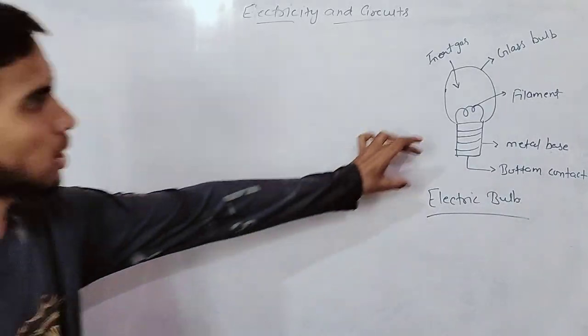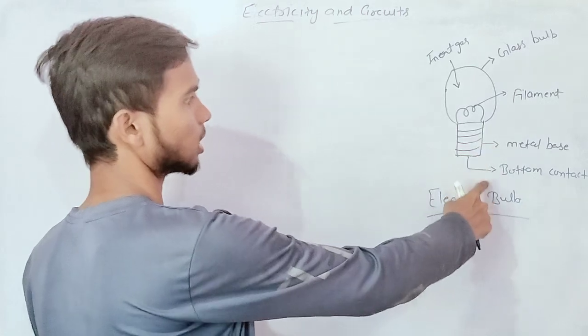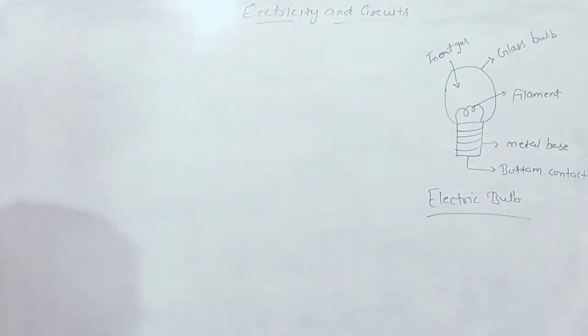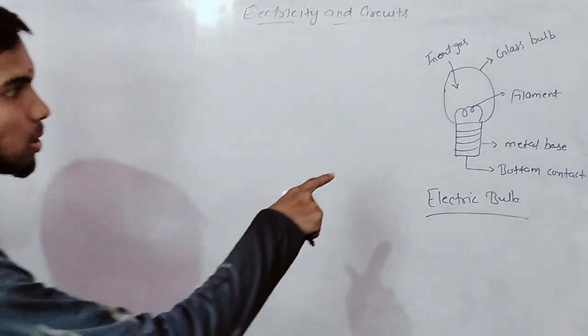So these are two terminals. Remember, these are two terminals. The first is here, and the second is at the bottom contact. Clear? Let's take one question based on this.